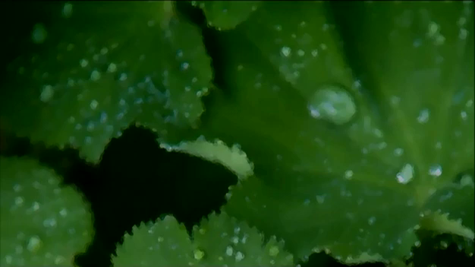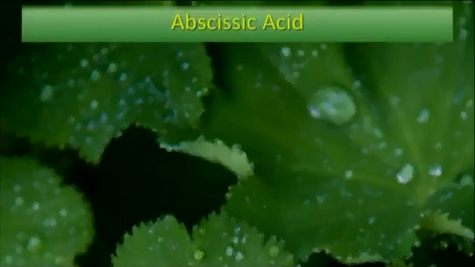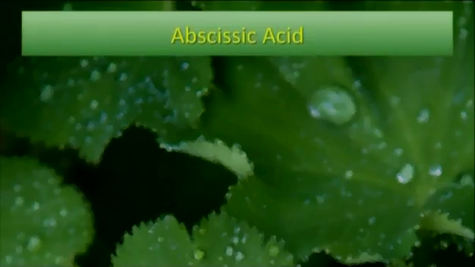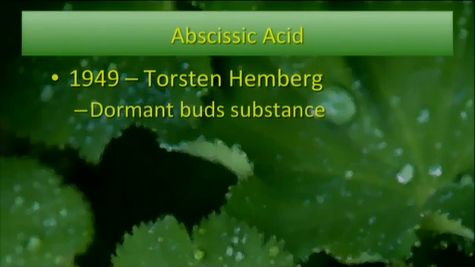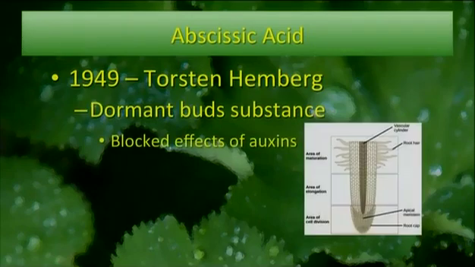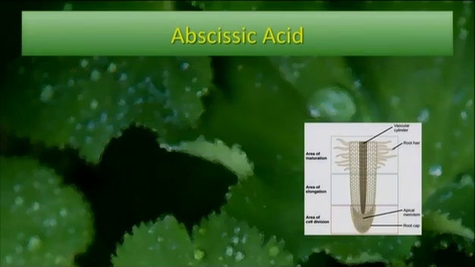Now the fourth hormone. We talked about auxins, we talked about gibberellins, we talked about cytokinins. Now we're going to talk about abscisic acid. In 1949, Torsten Hemberg found this substance in dormant buds, and what it did is it blocked the effects of auxins. So he called them dormans, because they came from dormant buds.